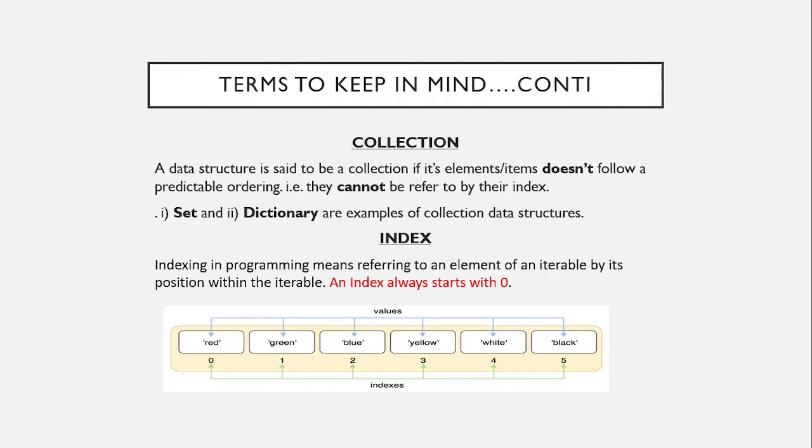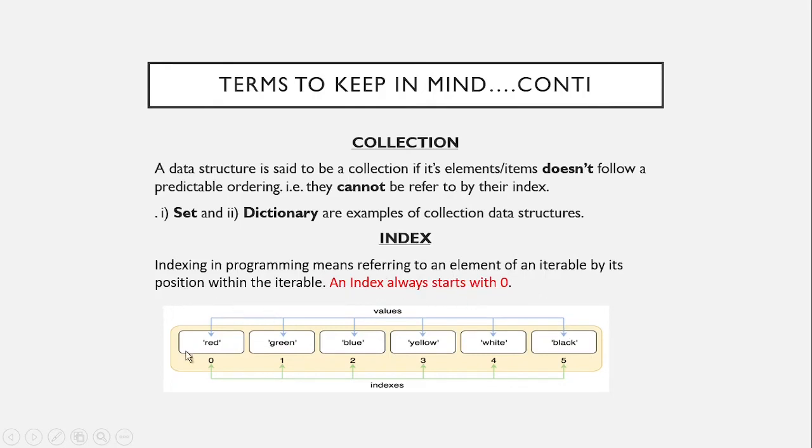So the next thing you have to keep in mind is index. Okay, so the index in programming means referring to an element. If something is an iterable, meaning you can loop through it, you can move from one item to the other, maybe you can count them, put it that way, right? So you refer to an item in an iterable by its position within the iterable. You always have to remember that an index always starts with 0.